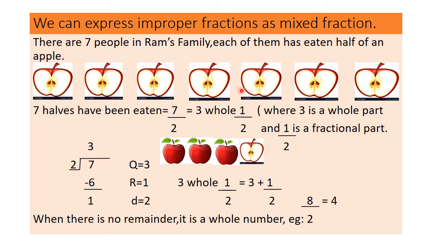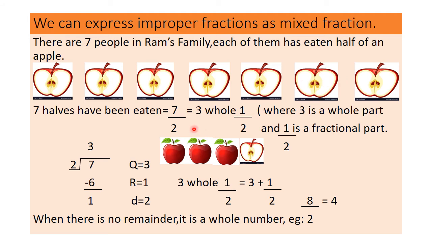All the family members, that means all the 7 people, have eaten only half of the apple. So now we have to decide the fraction for this situation. We know how many apples have been eaten. Ram has given one apple to all the 7 family members, so the numerator would be 7. And how can we decide the denominator? We know that each apple has been divided into 2 equal halves. That means 7 halves have been eaten.